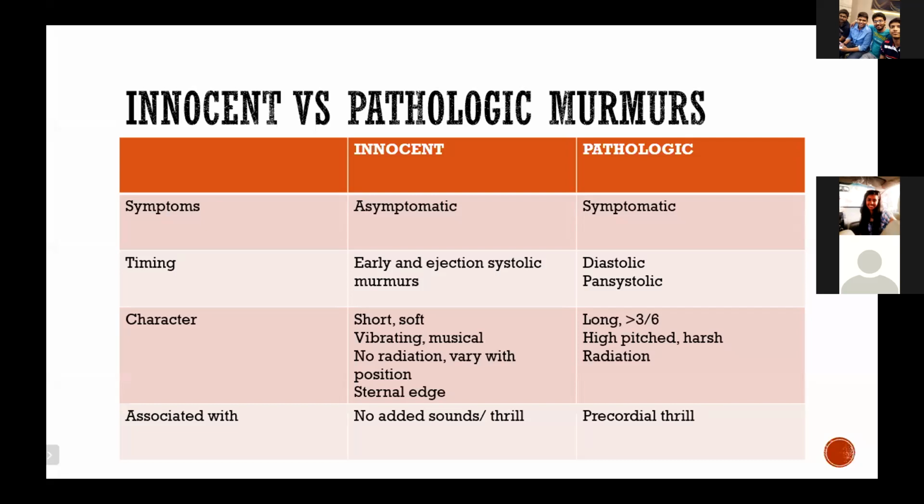The first thing is, suppose the murmur you just picked up is an incidental finding, that is, the patient does not have any cardiac related symptoms. Secondly, there are no other added sounds. It is not associated with any thrill, and the murmur is a very short, soft murmur with no radiation. Then it is leaning more towards an innocent murmur. That means you don't require any further cardiac evaluation for such murmurs.